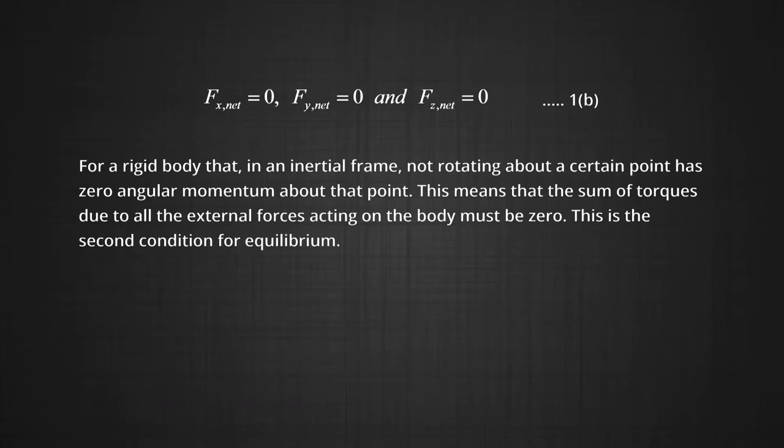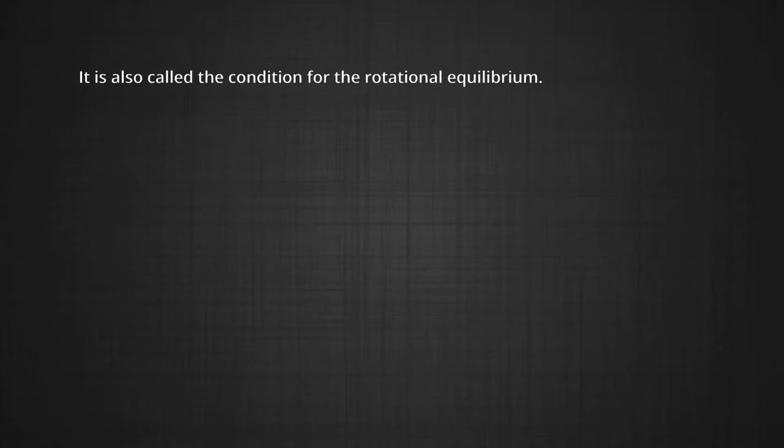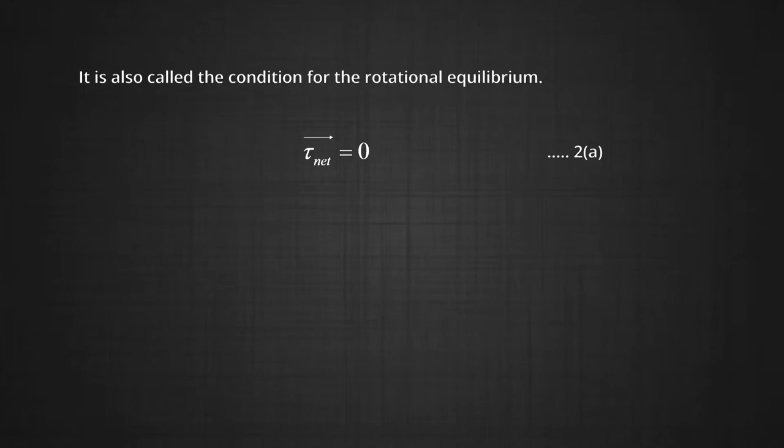The second condition for an extended body to be in equilibrium is that the body must have no tendency to rotate. A rigid body that, in an inertial frame, is not rotating about a certain point has zero angular momentum about the point of rotation. This means that the sum of torques due to all the external forces acting on the body must be zero. This gives us the second condition for equilibrium. It is also called the condition for rotational equilibrium. In vector form, it can be written as net torque is equal to 0. This gives us equation 2a.